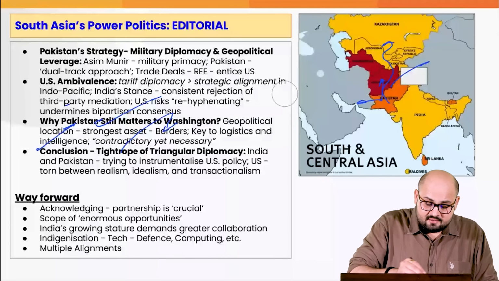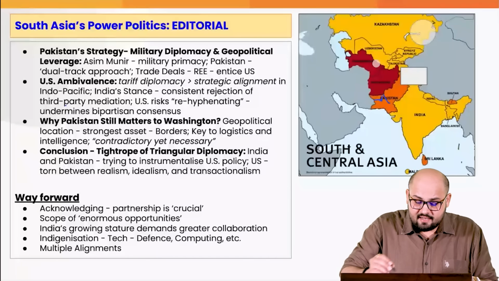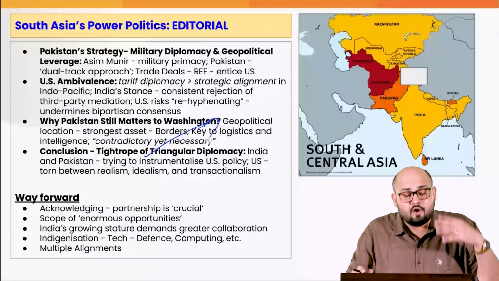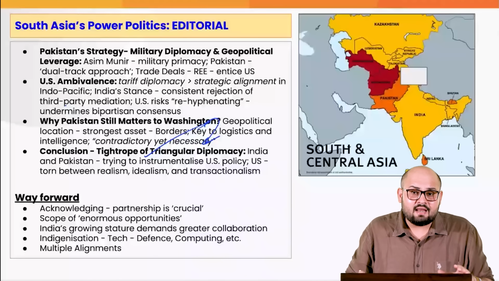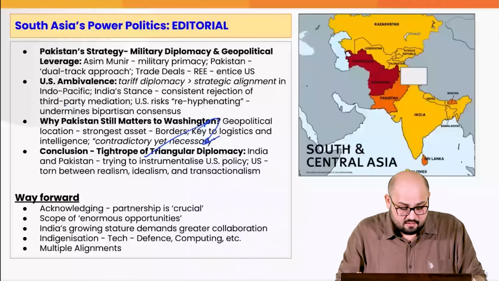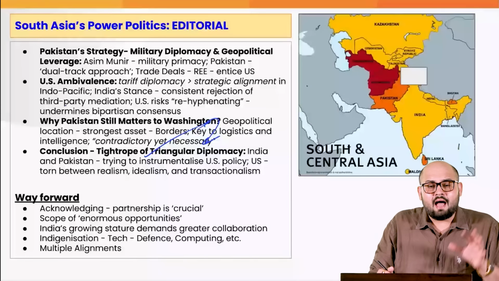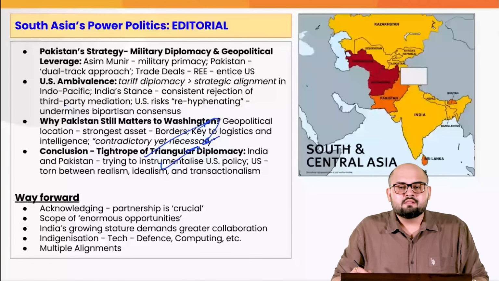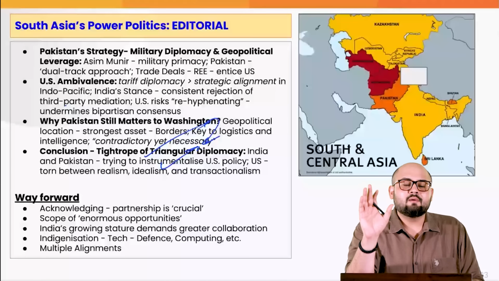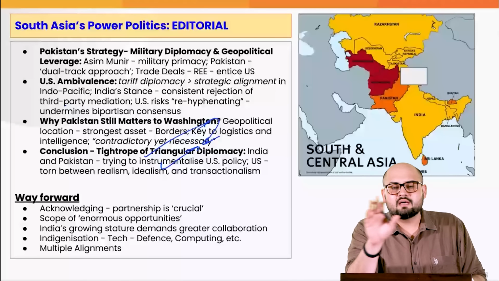What is the conclusion? The conclusion is that it is a very tightrope. It's a very tough situation for the US to diplomatically reach out to both Pakistan and India, especially when we talk about India's concerns. India and Pakistan, at the same time, have been trying to instrumentalize US policy. See, we have taken advantage of the US. It's not like the US has not done anything for India.